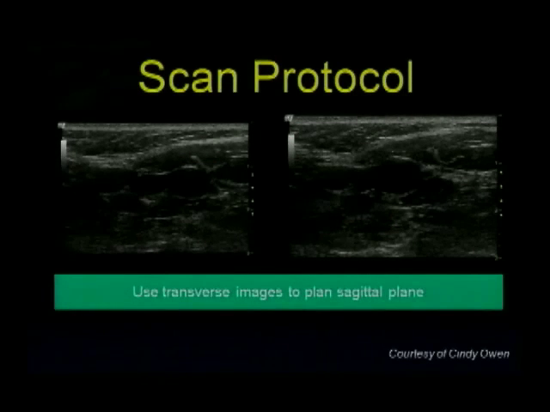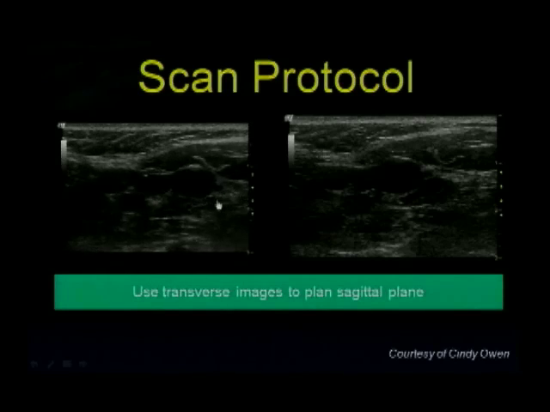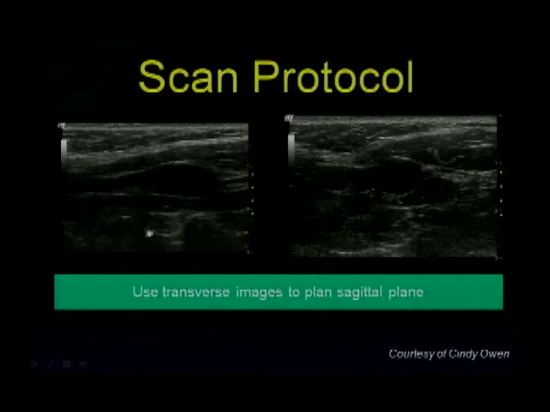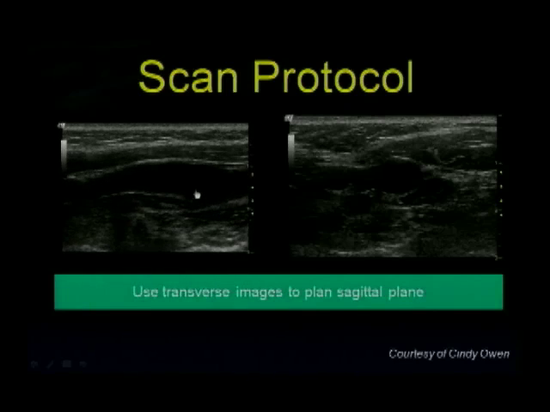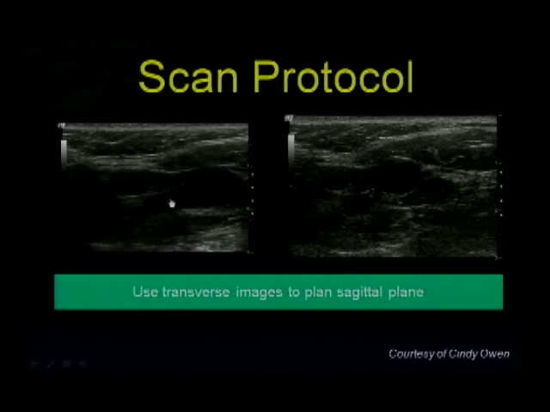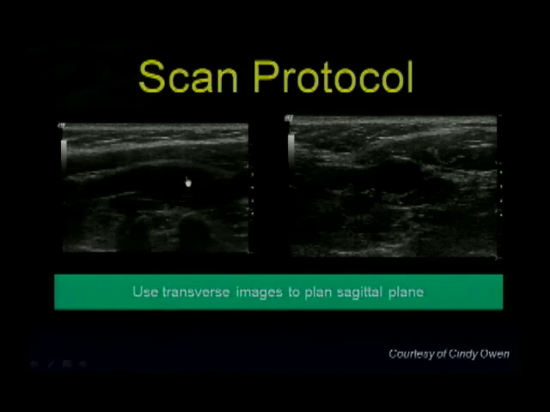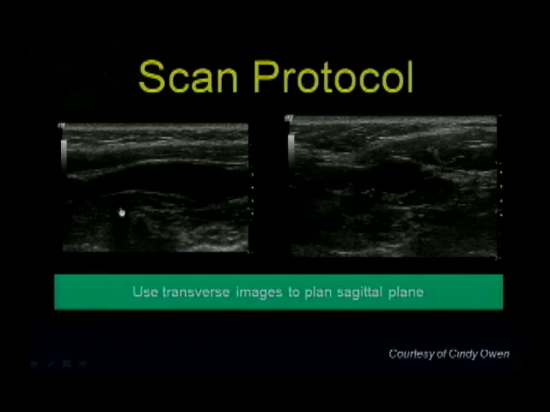These video clips, courtesy of Cindy Owen, show how the use of the transverse image will also help you to plan your sagittal plane imaging. Here you see the internal as well as the external carotid arteries in a transverse orientation, and you can see that it was difficult to evaluate and image both vessels within the same plane. The internal was remote from the external carotid artery.